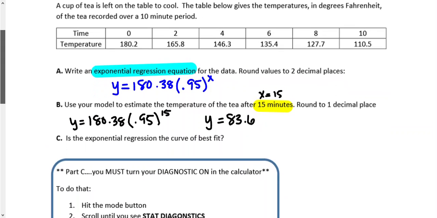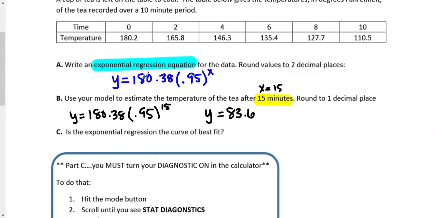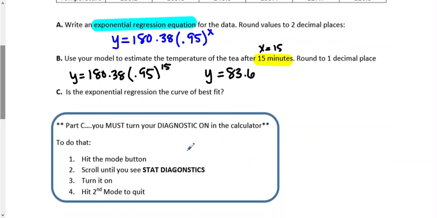That should be a bit of review. We're just hitting a different button to get a different equation. Now part C is a little bit new, and I've given you directions in a box down here on how to figure out part C.